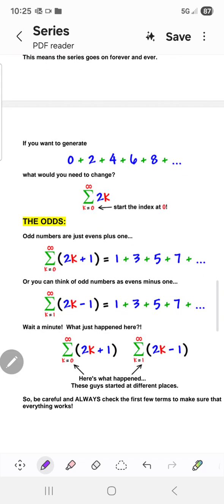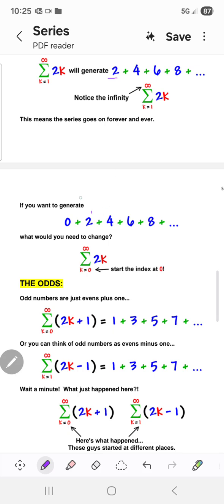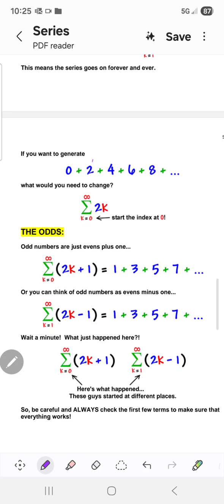What if instead I wanted to start at 0, not the 2? This one started at 2. What if I want to start at 0? Well, all you're going to have to do is change the bottom. How do I get this? 2 times what gets me 0? Oh, well, 2 times 0 gets me 0. So I'll start at 0.